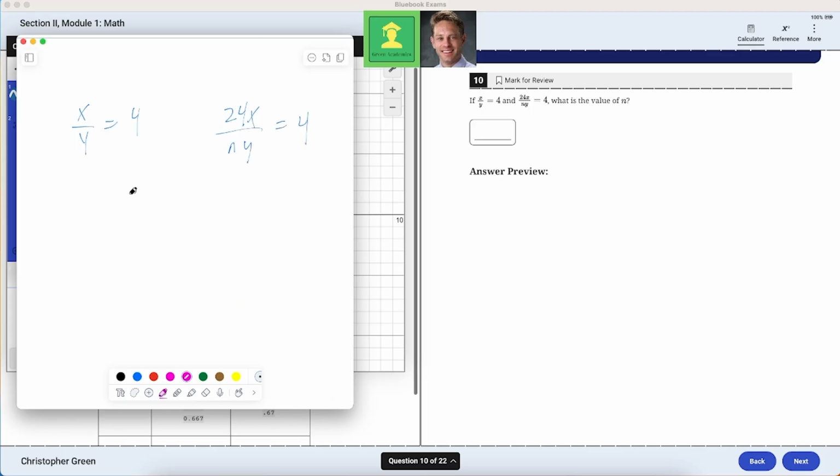Well, it's kind of a weird spot, but this is this. So the equation on the right-hand side could have been conceived of as 24 over n times x over y being 4. And of course, by substitution, that itself is a 4 in the pink. So 24 over n times 4 is 4. 24 over n is 1, which of course means that n itself is 24.